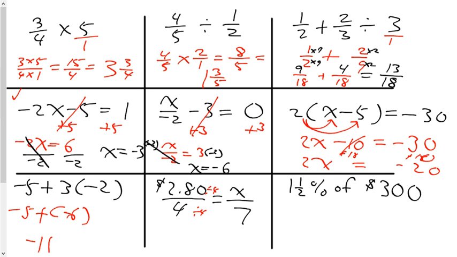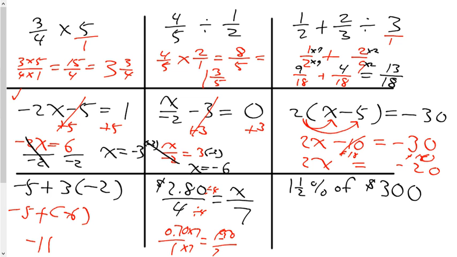What's half of $1.40? It'd be 70 cents for one. And if it was 70 cents for one, I would multiply both by 7. And I would figure out that it is $4.90 for 7. Oh, that's really terrible. But you get the idea. So the answer is x is $4.90.